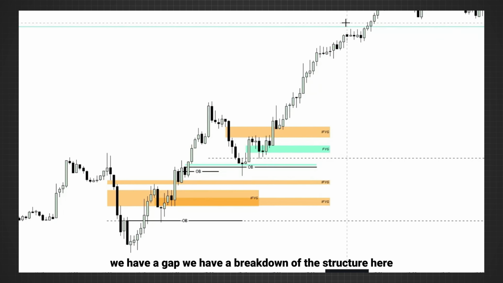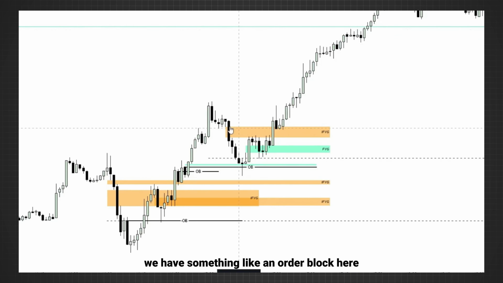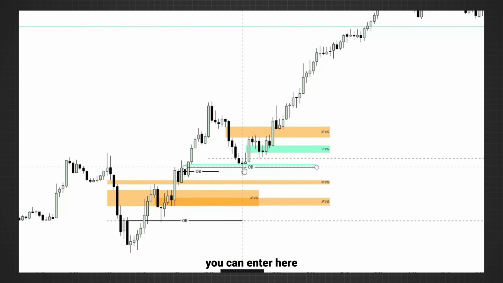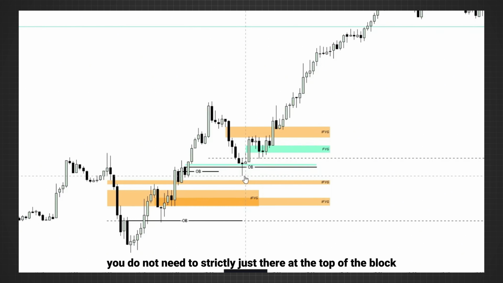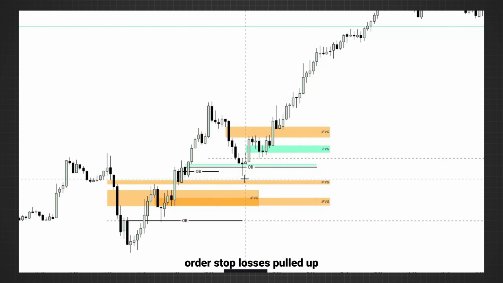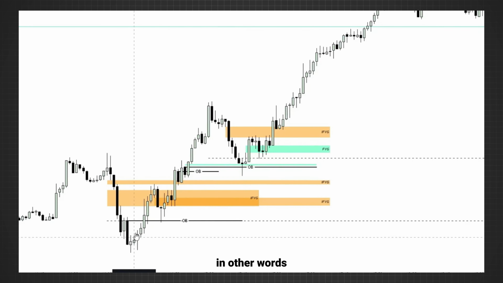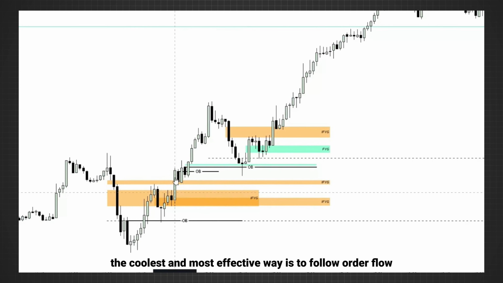We have a gap. We have a breakdown of the structure here. We have something like an order block here. And in fact, you can walk here, you can enter here, because you know that the price is attracted to liquidity. That is, you do not need to strictly enter just there at the top of the block. The stop loss is pulled up so that the maximum profit is not lost. In other words, the coolest and most effective way is to follow order flow.